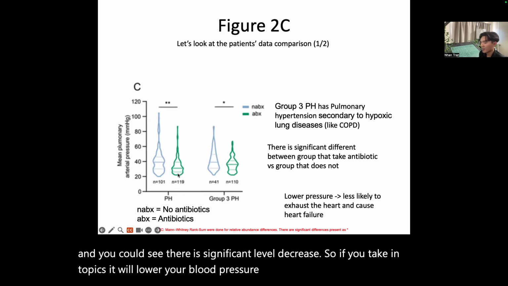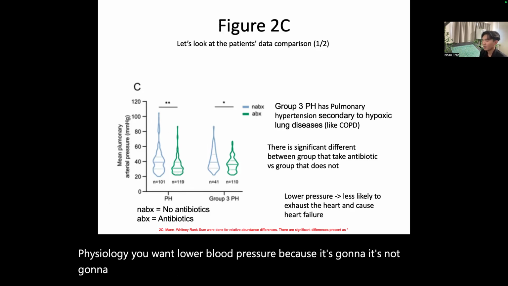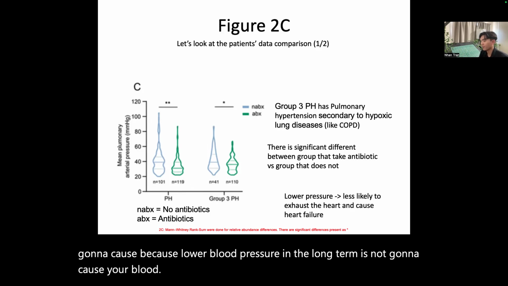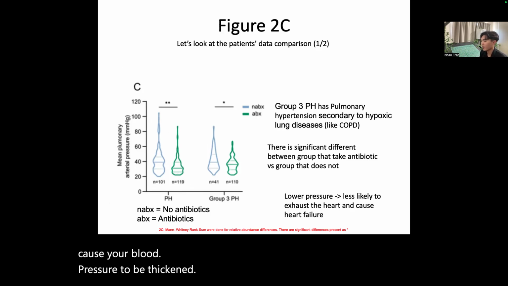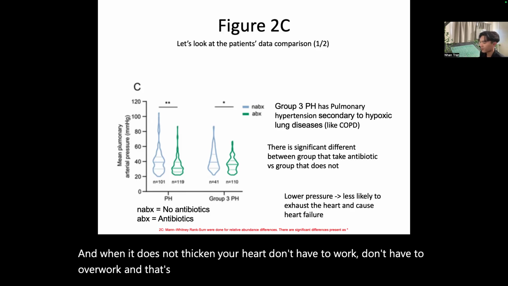And relating this back to physiology, you want lower blood pressure because lower blood pressure in the long term is not going to cause your heart muscle to thicken. And when it does not thicken, your heart doesn't have to overwork, and that's good.